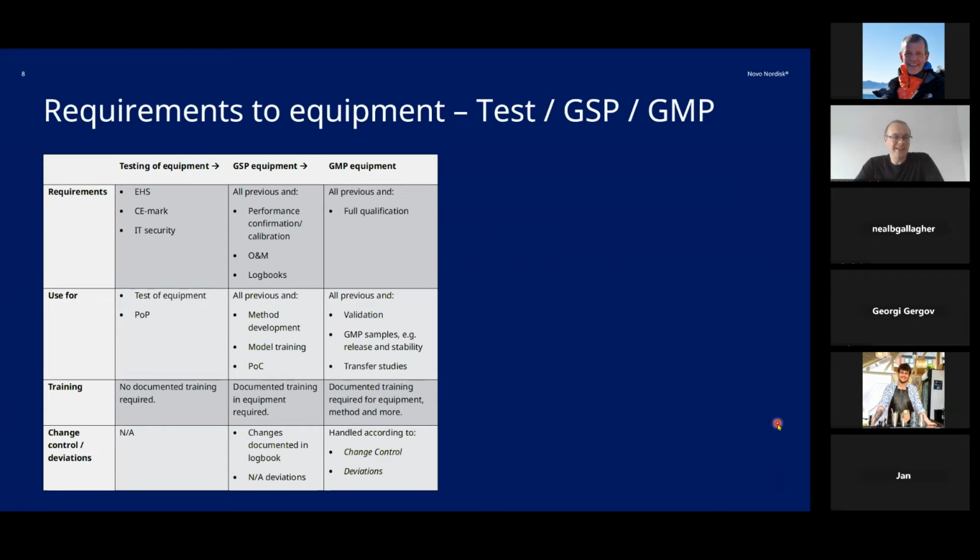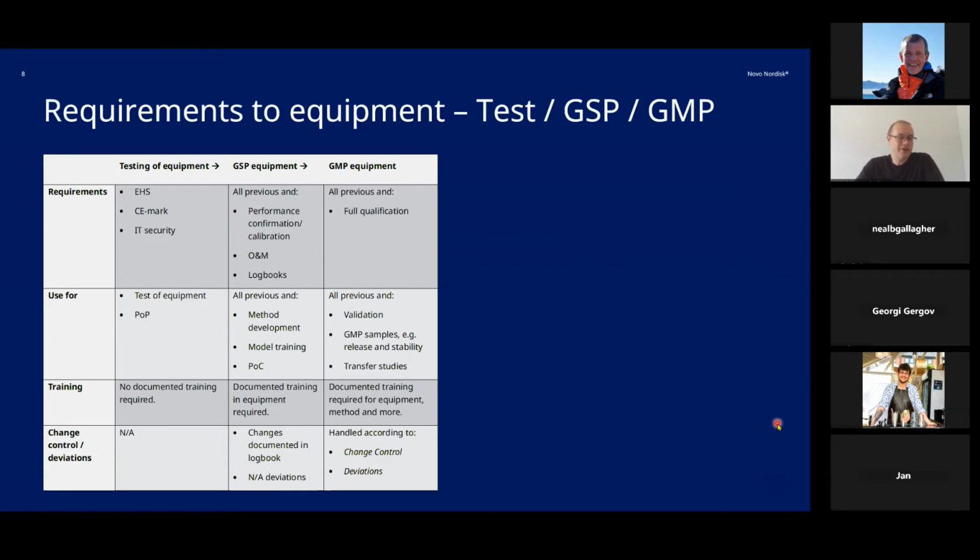So we have 3 levels of equipment. When we have equipment for tests, we have basic requirements that they should be safe to operate. And here in Europe, we would like the instruments to be CE marked, so you don't get electrocuted by touching the instrument. It should be properly grounded. It should be safe to use.